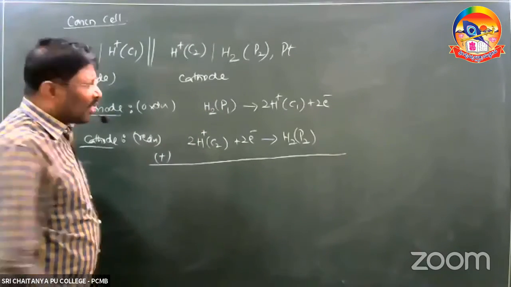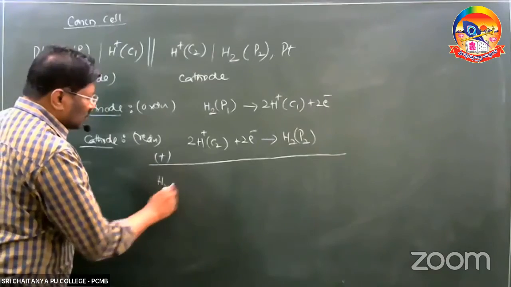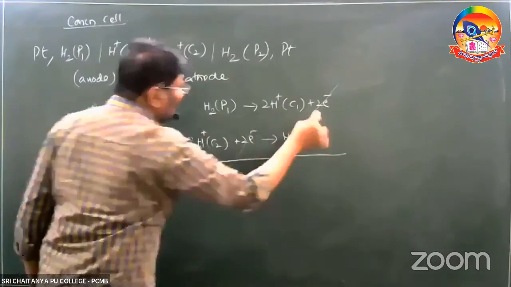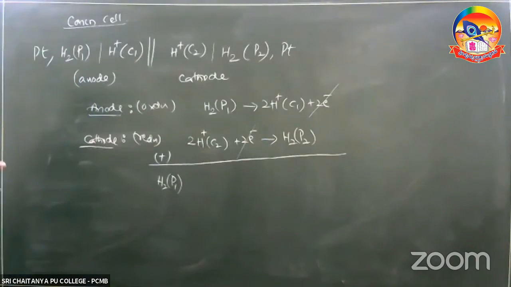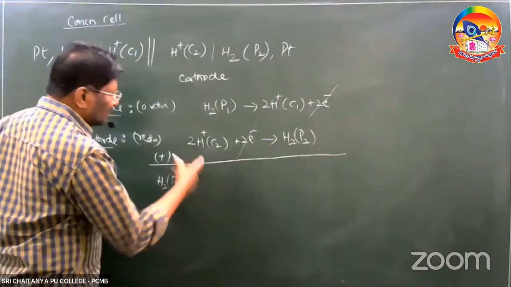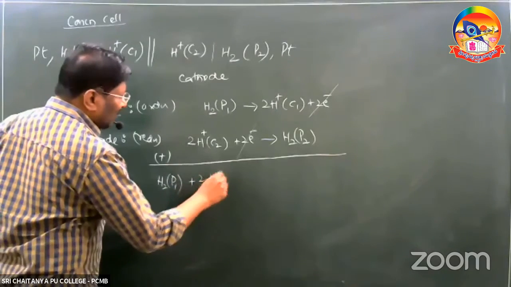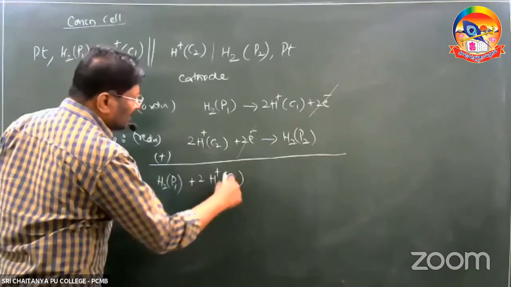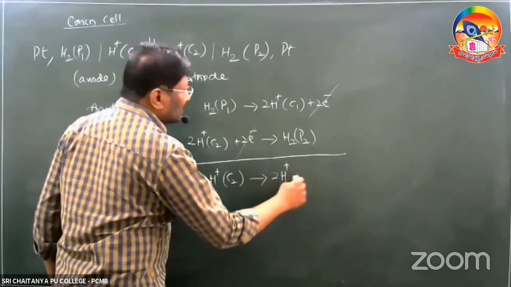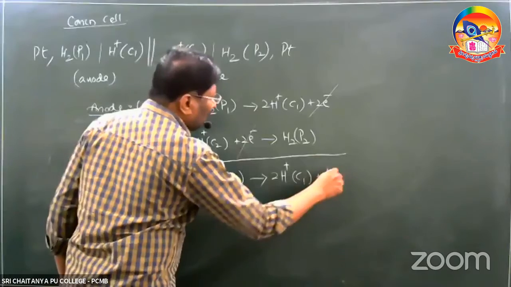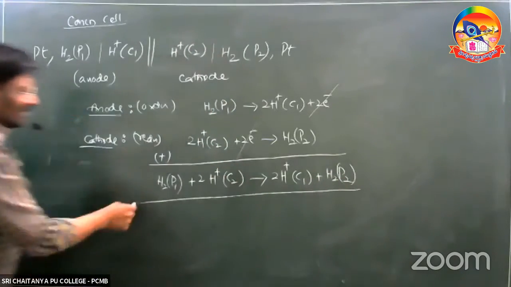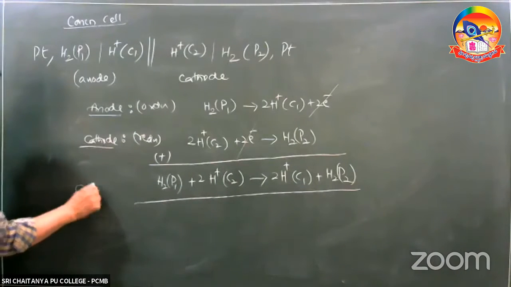Adding both of them, the electrons cancel, but remember, 2 electrons are in transfer. So H2 at P1 plus 2H+ at concentration C2 gives rise to 2H+ at C1 plus H2 at a pressure of P2. This is the cell reaction.